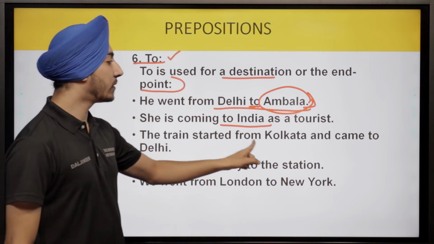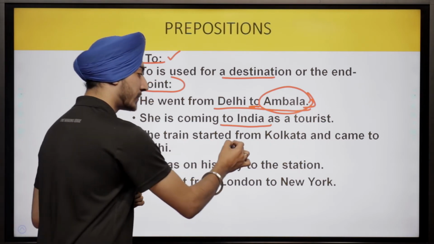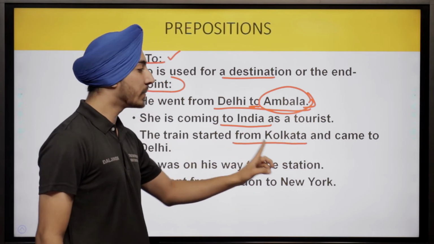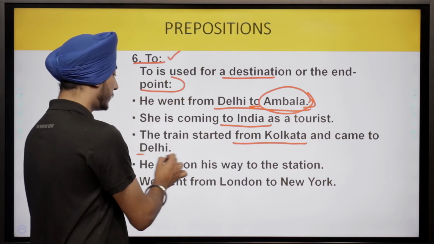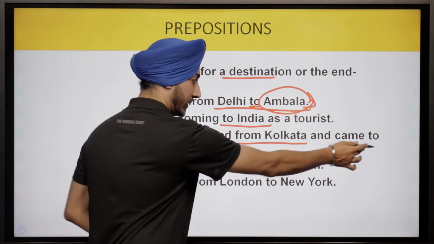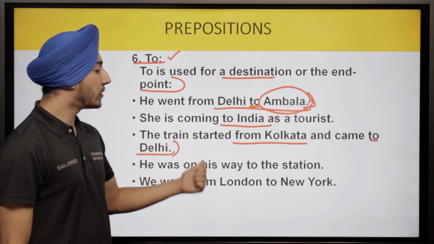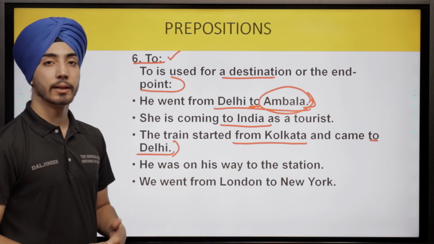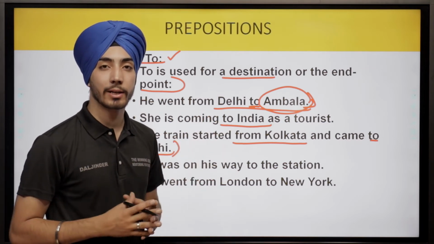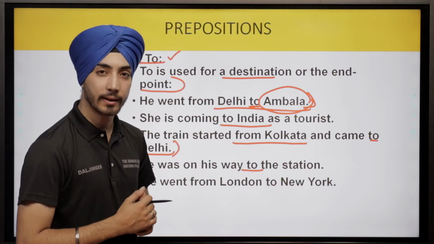The train started from Kolkata and came to Delhi. Okay, it started from Kolkata. Correct, we studied the preposition from, the starting of a journey or the beginning. So it is used here. And came to Delhi. So the final point or end point of the journey is Delhi. So with Delhi we are using the preposition to, right? The next sentence. He was on his way to the station. That means he was coming toward the station. What was the final point where he wanted to reach? It was the station. So with station we are using the preposition to. Clear?